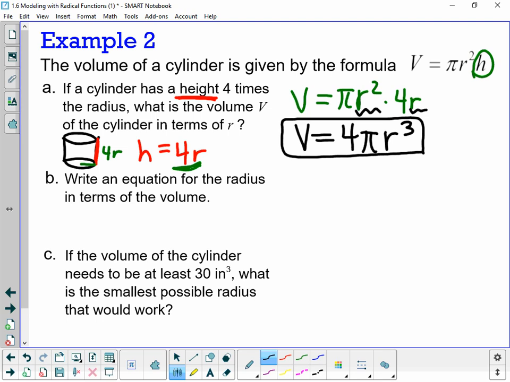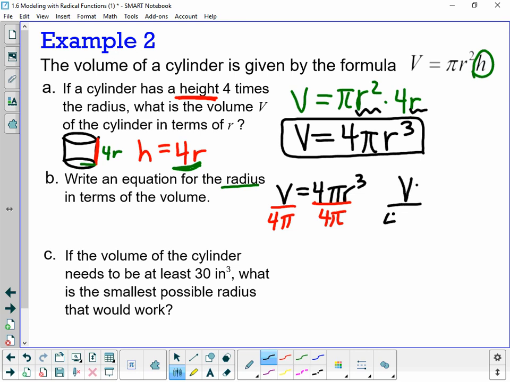Okay, so part B says write an equation for the radius in terms of the volume. So we're going to solve this equation for r. We want to get that r by itself, solve for the radius. So we would take this equation that we started with, and the first thing that we'd probably want to do is, right now it has this 4 pi that's multiplying that r to the third power. We want to divide both sides of our equation by that.